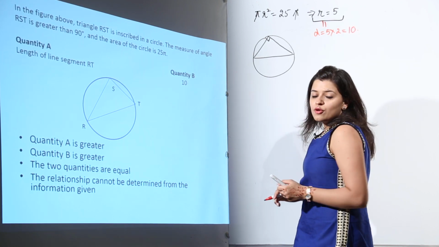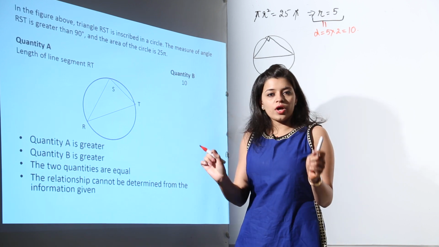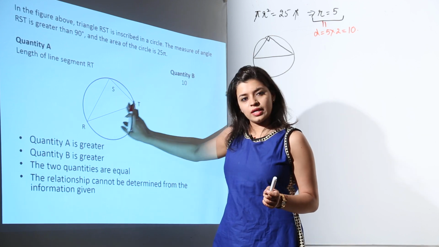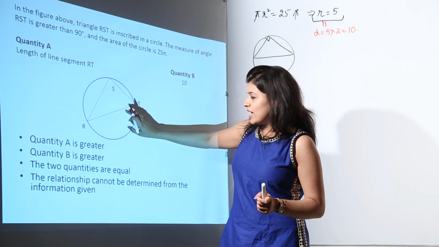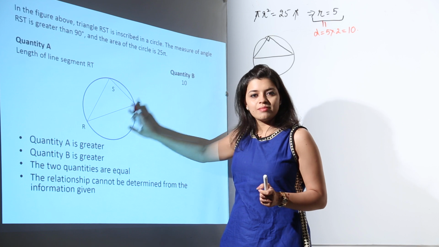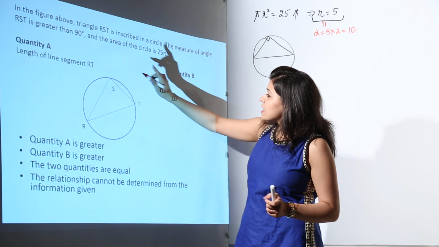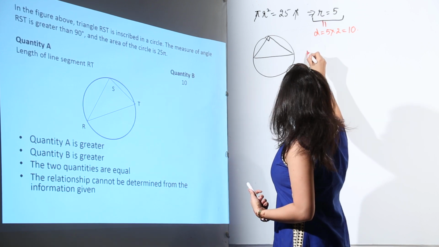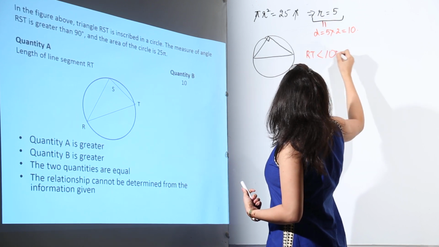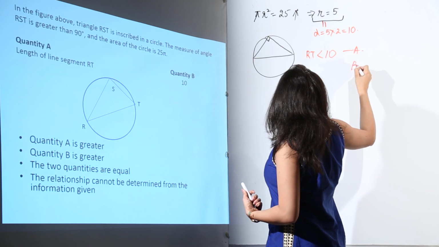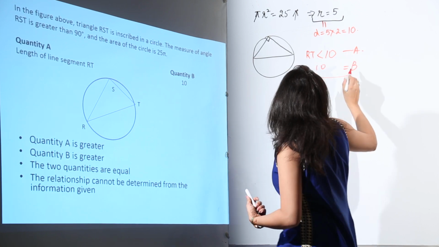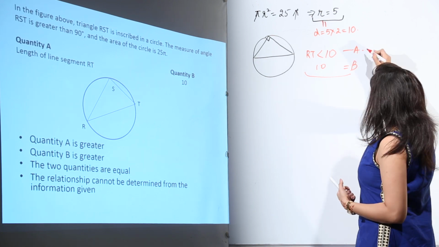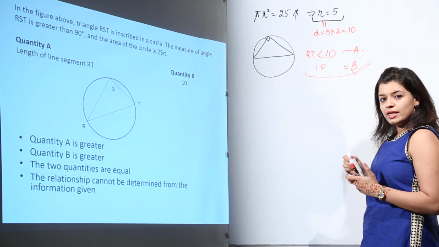We all know that in a circle, the longest chord is the diameter. That means whatever be the value of RT, because it is not the diameter, its length will always be less than the diameter, that is 10. That means length of line segment RT will be anything that is less than 10. This is our quantity A. Our quantity B itself says 10. So from these two things we can easily deduce that in this particular question, quantity B is greater than quantity A.